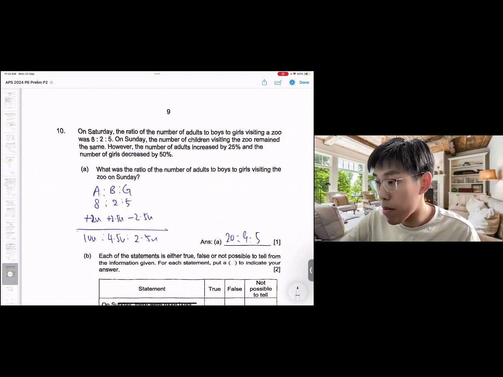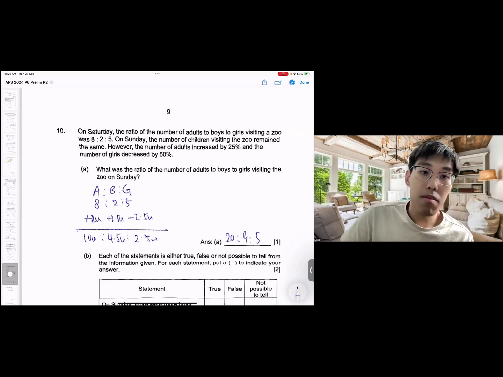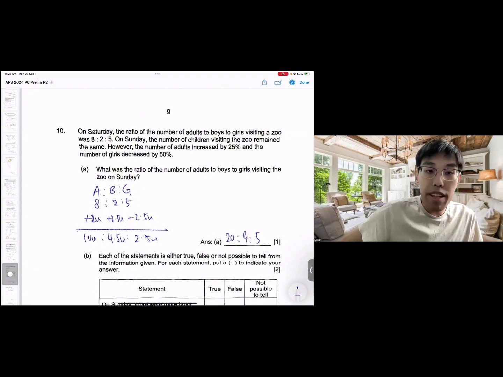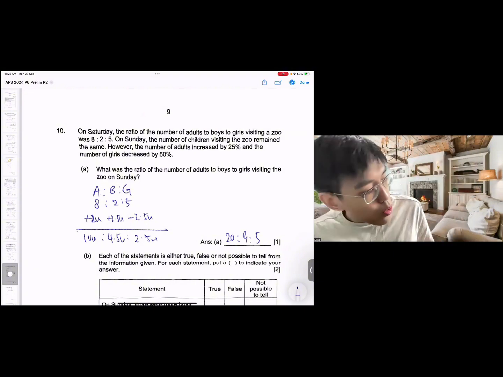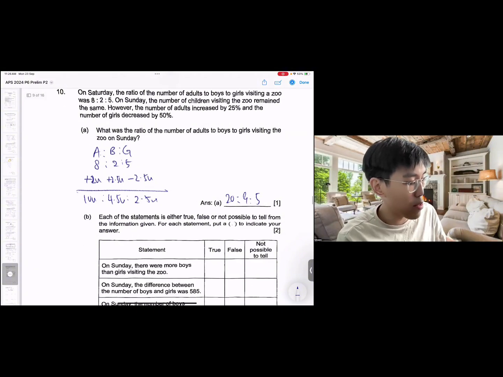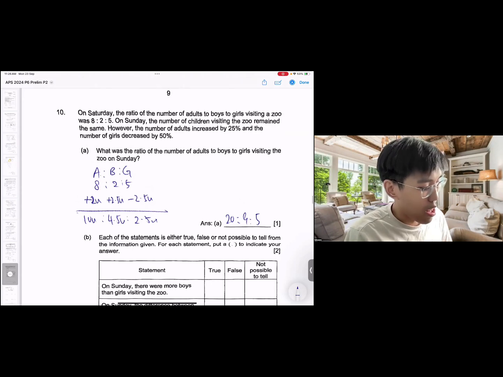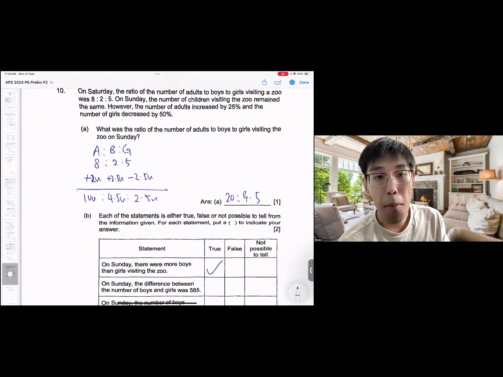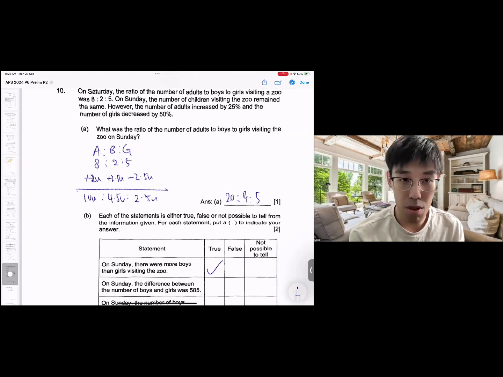Can digest this a bit. Just times 2 the whole thing, because 0.5 times 2 is a whole number already. Okay, let's continue. Each of the statements: true, false, or not possible to tell. On Sunday, there were more boys than girls going to the zoo. Answer is yes, obviously, because you're comparing 4.5 units to 2.5 units.